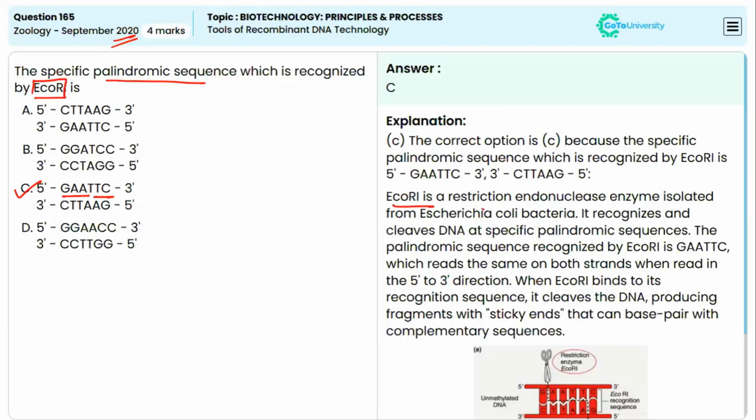So EcoR1 is a restriction endonuclease enzyme isolated from E. coli. It recognizes and cleaves the DNA at specific palindromic sequences. And what is that sequence? GAATTC, which reads the same on both strands when reading in the 5 prime to 3 prime direction. So when EcoR1 binds to its recognition sequence, it cleaves the DNA, producing fragments with sticky ends. Here you can see in the diagram, they are cleaving and forming sticky ends.